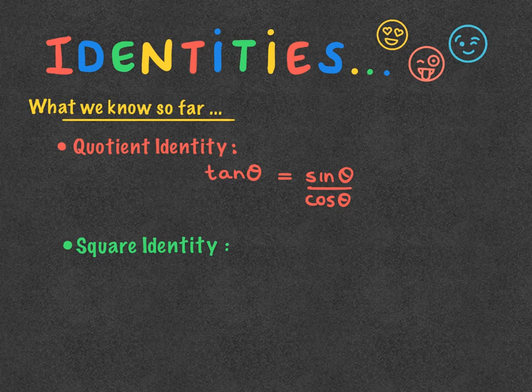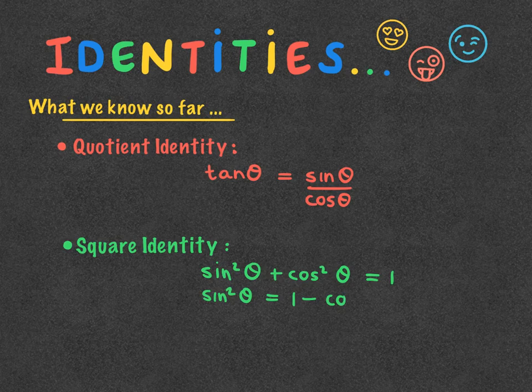Your square identity is that sine squared theta plus cos squared theta is equal to 1. And again, we've proven this previously, so we're not going to run through that now. But just to show you that your square identity can be written in 3 different ways. We can also say that sine squared theta is equal to 1 minus cos squared theta, and cos squared theta is equal to 1 minus sine squared theta.